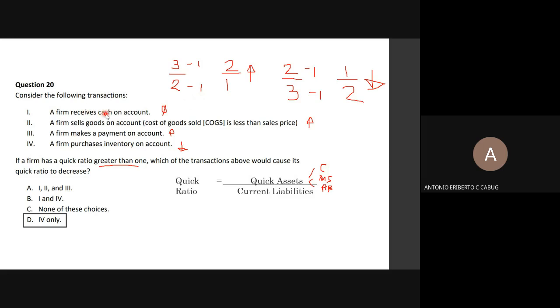Sorry, receives pala. Nalito tuloy ako. Nawalan ka ng AR, magkakaroon ka ng cash, no? Receives cash on account. Mawawalan ka ng AR, magiging cash siya, so no effect. Okay? Kapag nagbenta ka naman on account, tapos kumita ka naman doon, ang problema niyan, magkakaroon ka ng AP, tapos yung inventory mo, magkakaroon ka ng AR, madadagdagan, yung inventory mo, no effect, yung nawalang inventory. Okay?